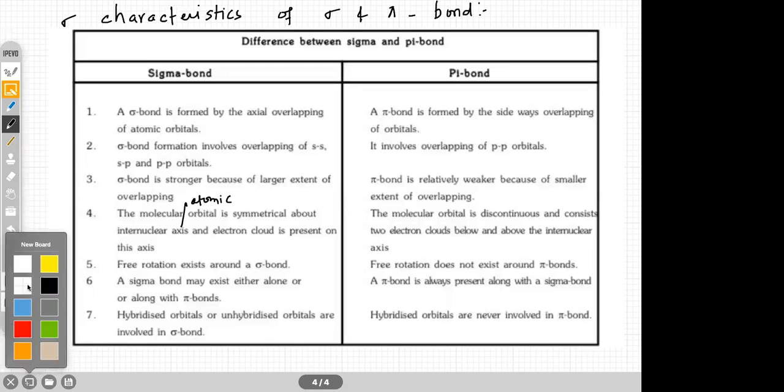Fine, guys. So you see how this orbital overlap takes place and forms the molecule. So we are going to see a few examples here.